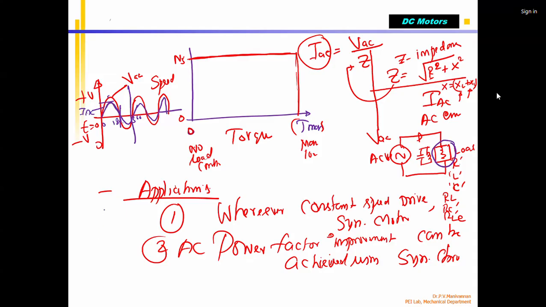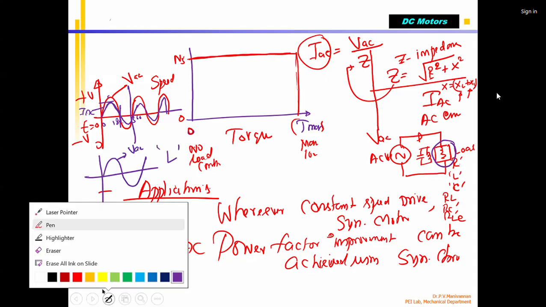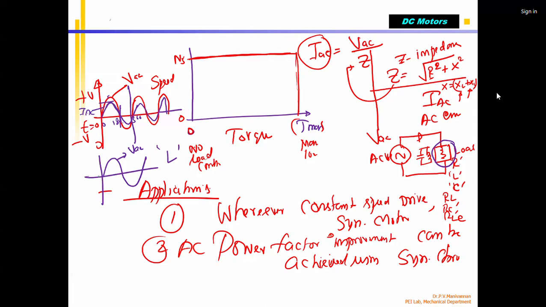If it is inductive, correct, so if it is inductive, this is my V_AC and I_AC, I say it is inductive. Then what will happen is the current will be like this.